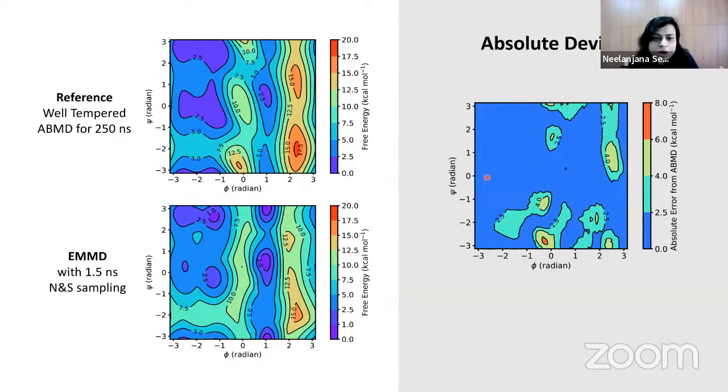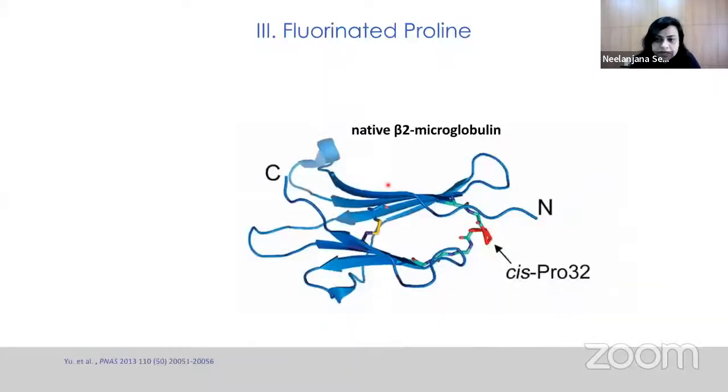Of course we are not perfect, but again, this is one method. Perhaps with other methods and with even higher sampling, you could putatively get to a better representation.